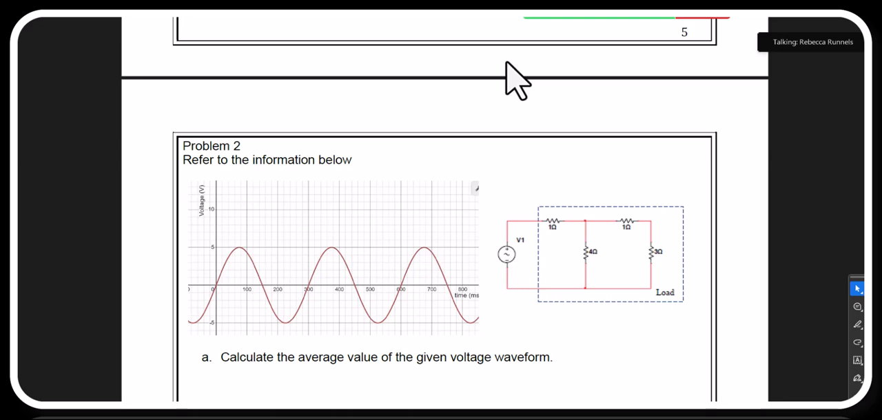If there is anyone on Zoom, can you see my screen and can you hear me? Yes. Okay, all right.